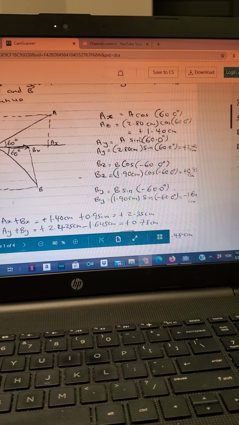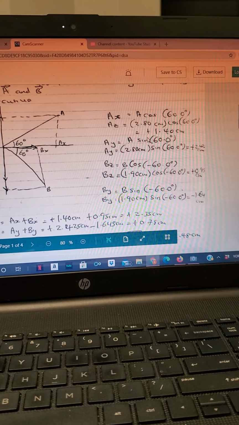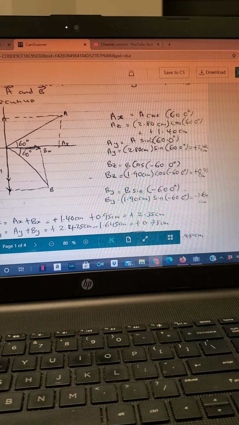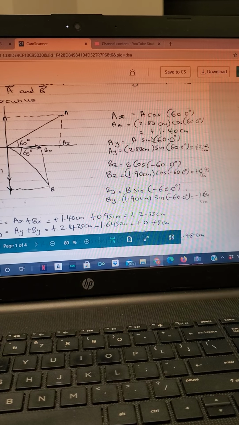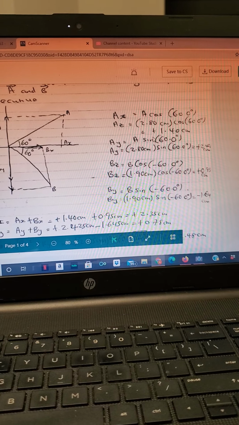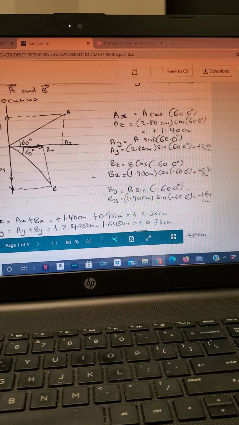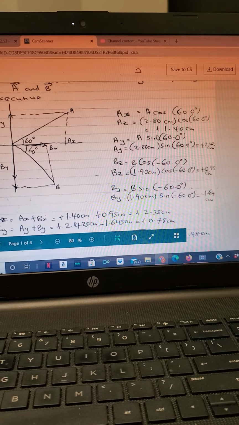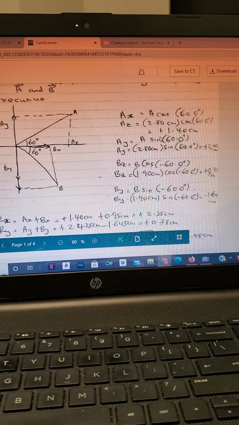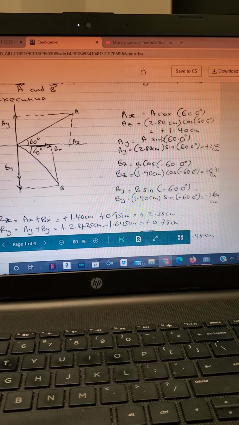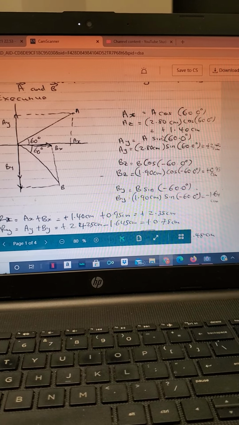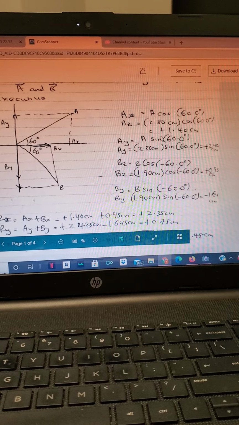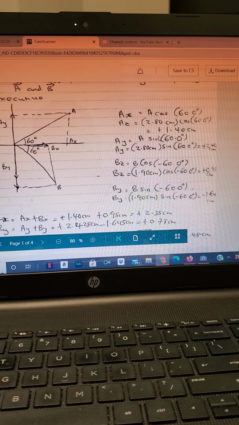I have AX as A cosine of 60 degrees. Then I have AX as 2.8 centimeters multiplied by cosine 60 degrees, which will give me 1.40 centimeters. I calculated AY as well. In calculating AY, we have A sine 60 degrees. AY will now be 2.80 centimeters times sine 60 degrees, which will give us 2.425 centimeters.